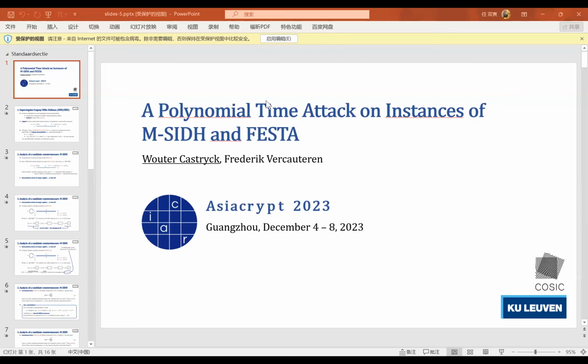So the next speaker is Robert Kastik, talking about Vesta, but this time attacking Vesta and SMB. This is Robert. Okay, thank you very much. I'll talk about attacks on very special instances of MSI and Vesta.